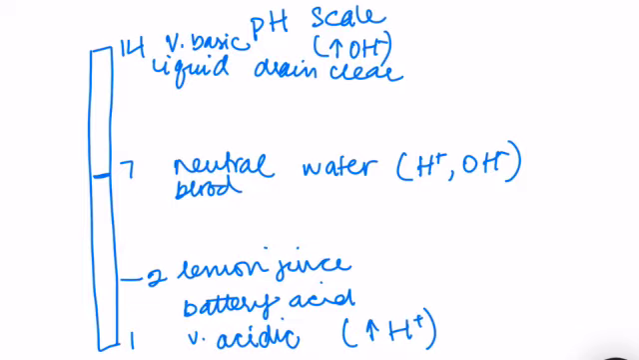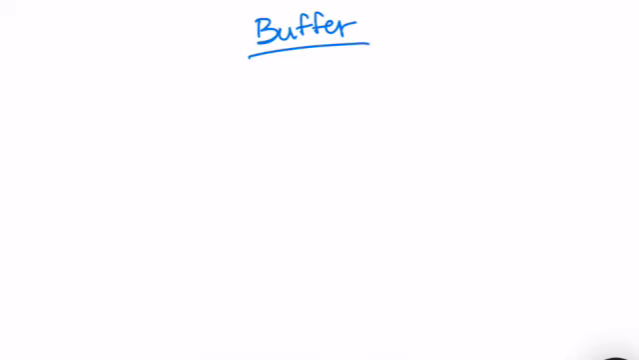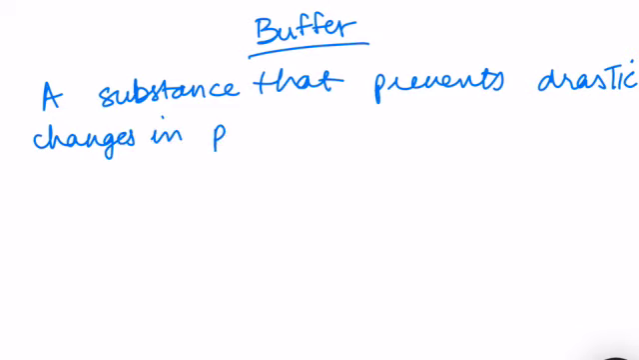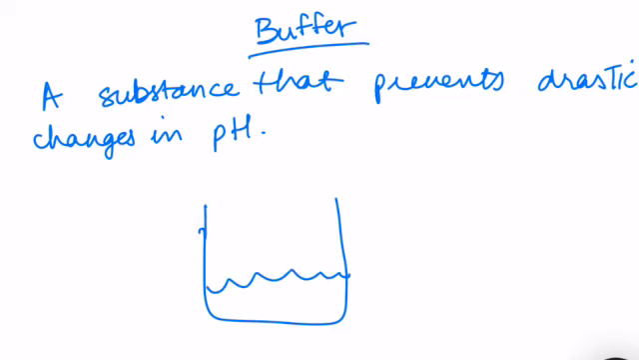Let's move on to our last part, which is buffers. So a buffer simply is a substance, it's a chemical that prevents drastic changes in pH. Okay, so let's say you have water. Okay, we have water in this beaker here.